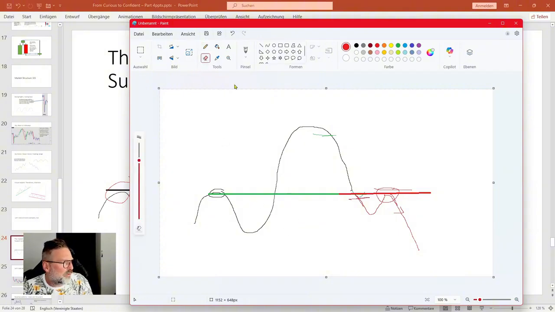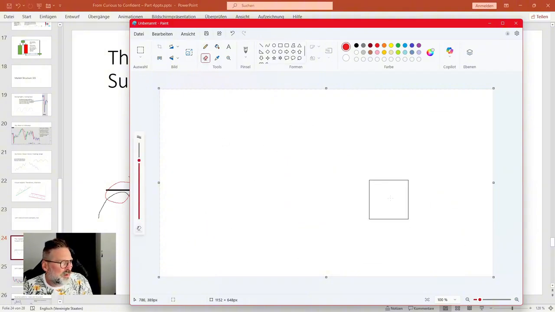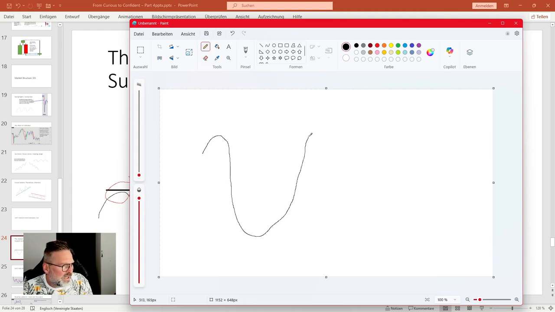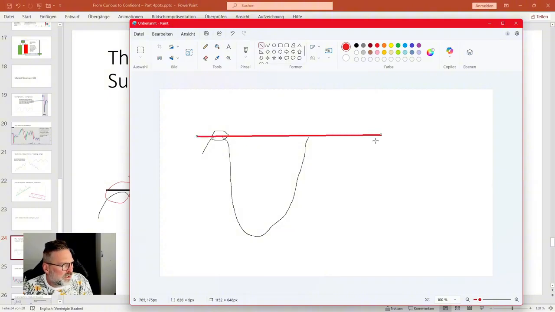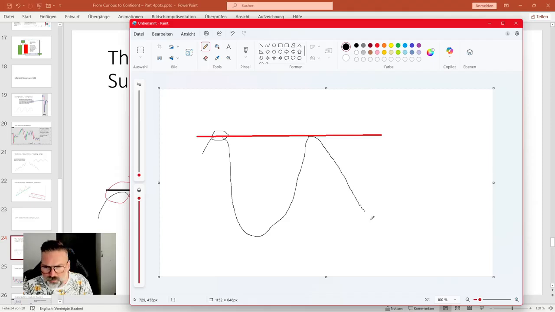So now, what is resistance? Same thing. The market comes down, comes back up here, and here is that old high that the market might respect. Now we don't make it too complicated. I just draw a resistance line here, and we assume, yes, that works out and we are trading back down.